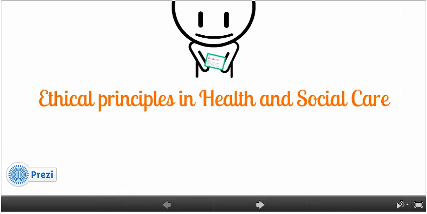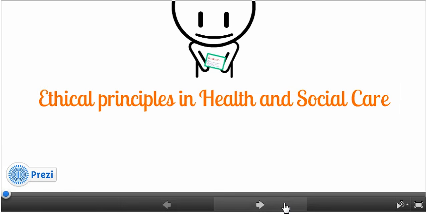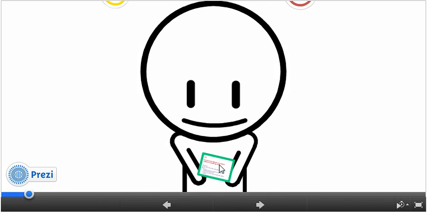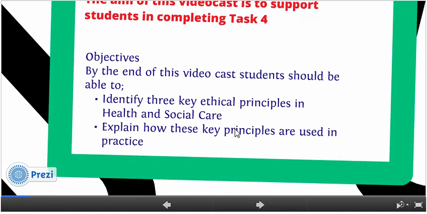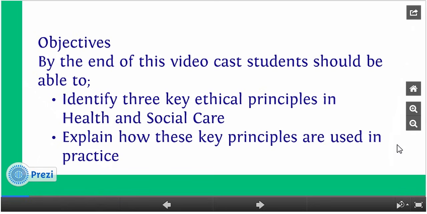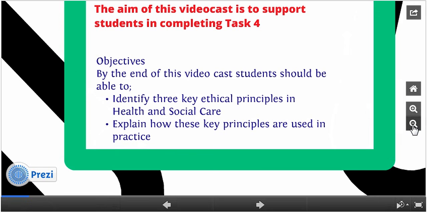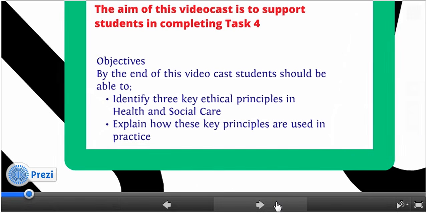So we're looking at ethical principles in health and social care. We'll be focusing around the practitioner, like this person here. The aim of the session is to support you in developing task 4. The objectives of this session are that hopefully by the end of watching this videocast, you'll be able to identify 3 key ethical principles and also be able to explain how these key principles are used in practice.